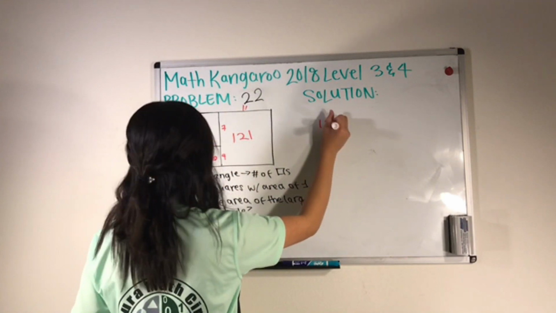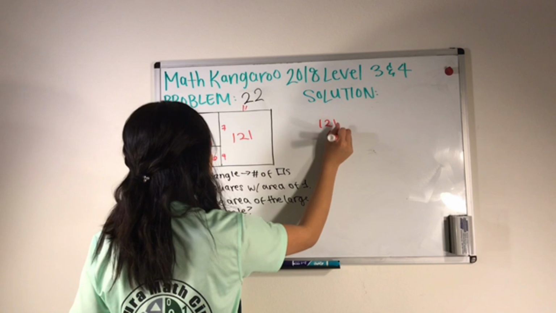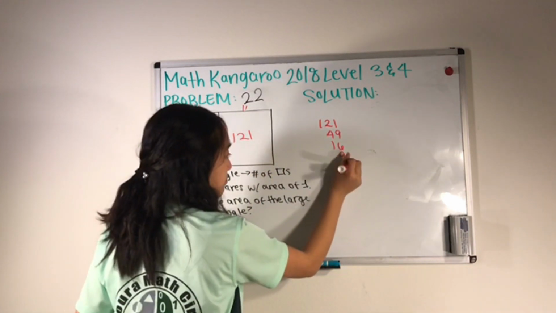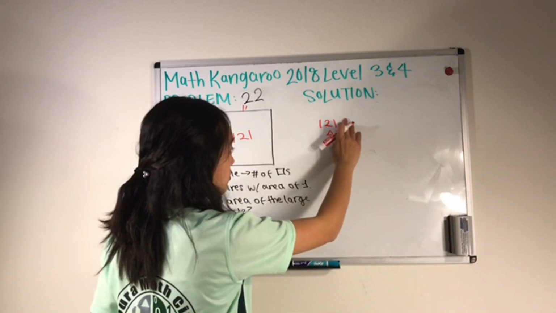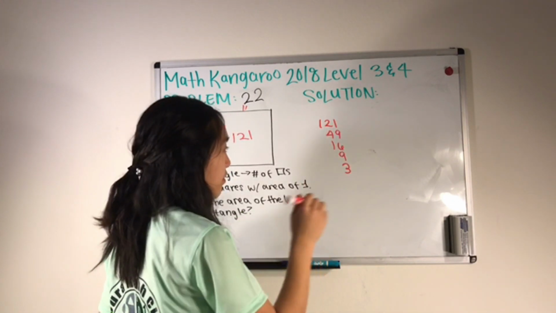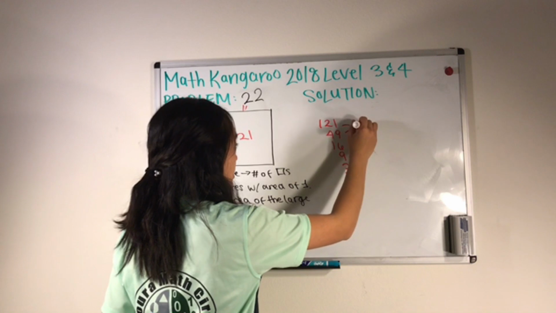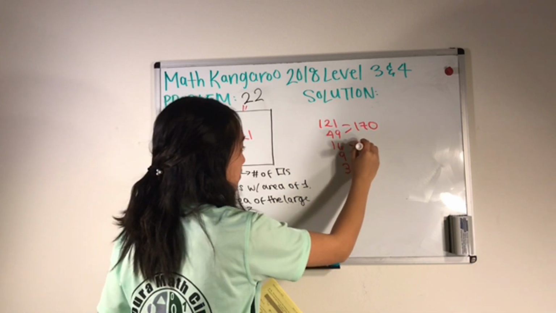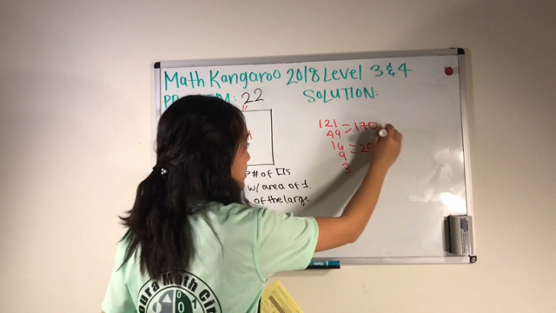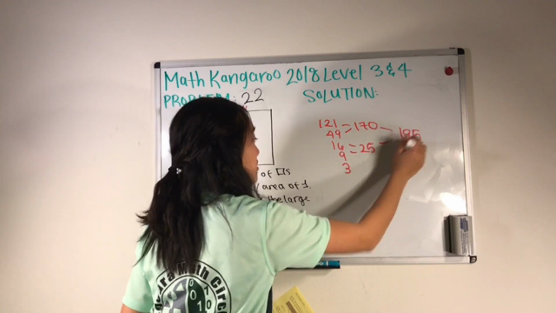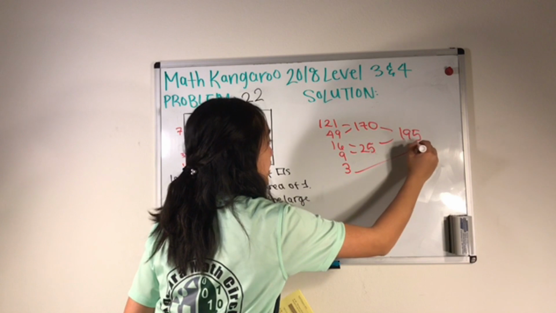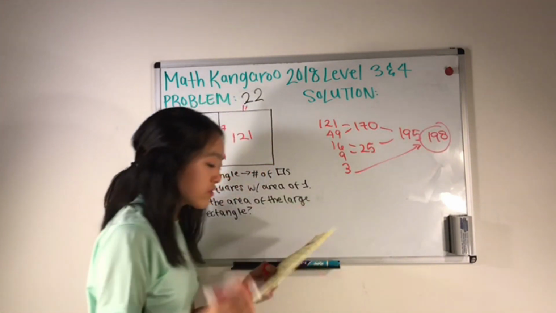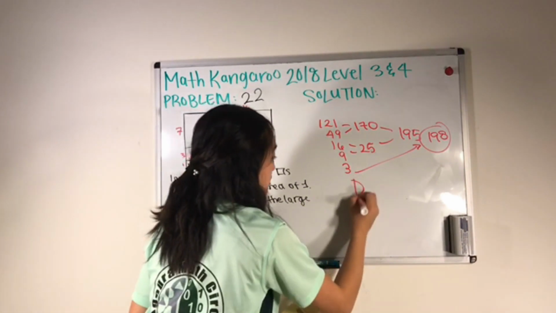You add 121, 49, 16, 9, and then these 3 ones over here. So if you do that, you get 130, 170, plus 16 plus 9, which is 25. So that's 195. And then plus this 3 over here, we get 198. And that's our final answer, which gives us the answer of letter D.